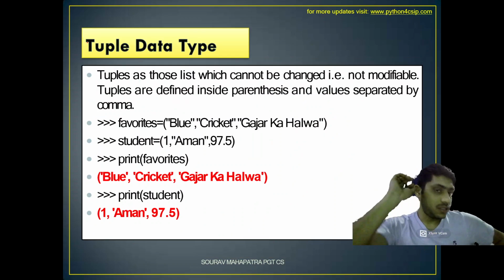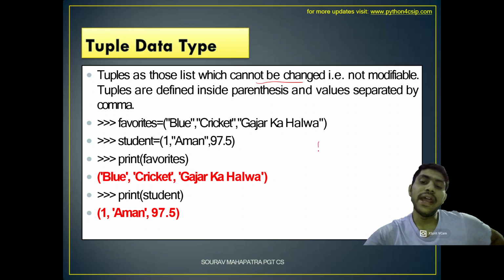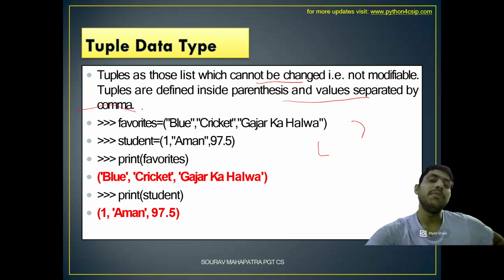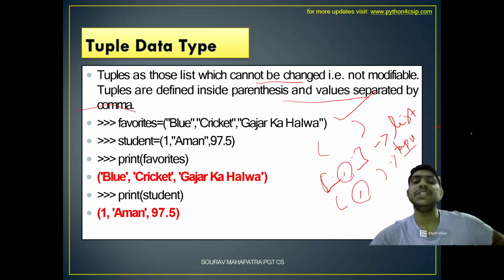Tuples are those lists which cannot be changed. It is called immutable. Okay, and it will be in parentheses. That is how I will know it is a tuple, and the values should be separated by commas. If it is in square brackets, it is treated as a list. If it is in parentheses, it is a tuple. But the values should be separated by which special character? Comma. You can see here.